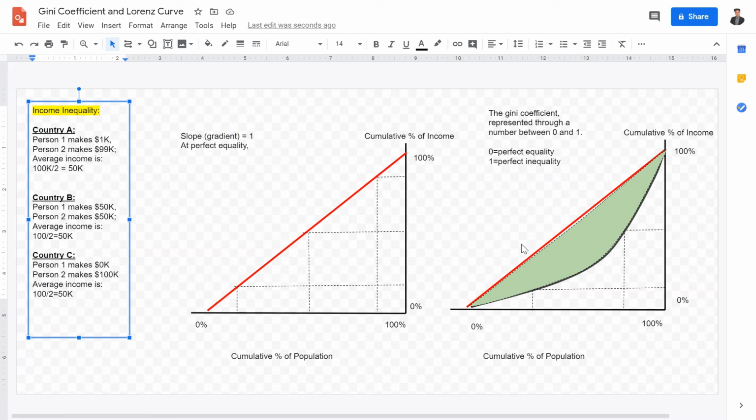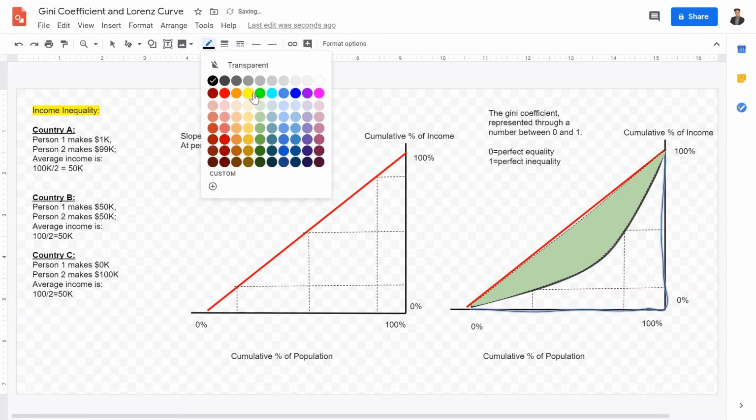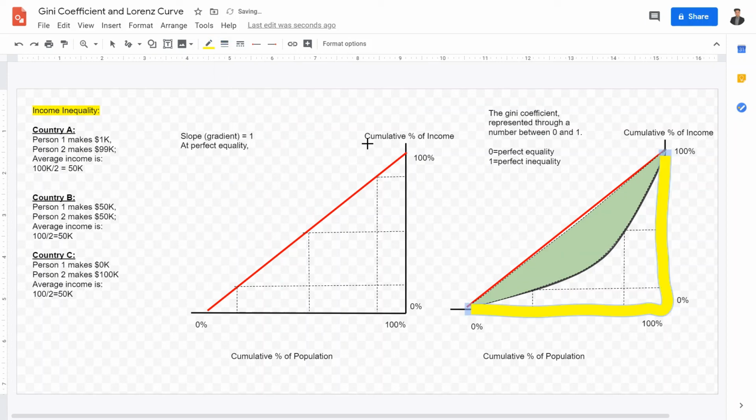Now, what will perfect inequality look like on this graph? If we graph perfect inequality, it will look something like this. 99% of the population has 0 income. However, 1% of the population has all of the income. So this yellow line right here illustrates what a perfectly unequal society would look like. That's what country C is.